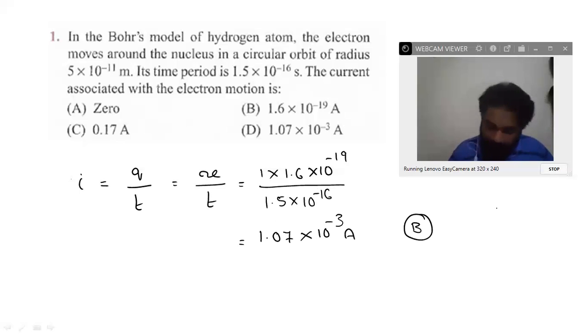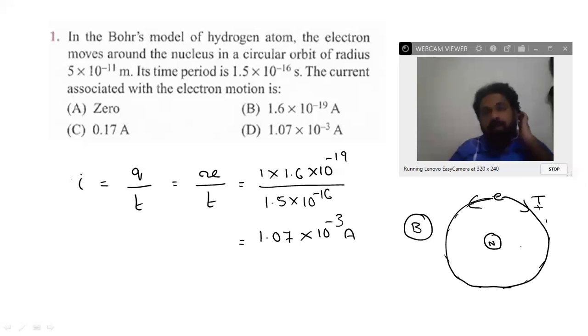Okay, so if it is Bohr model of hydrogen atom means what? One electron will be moving around like this. Here, this is going to be the nucleus. So in this motion, when the electron moves like this, there will be current in this direction. So that is the reason we have found the current. Okay, is that clear, all of you?